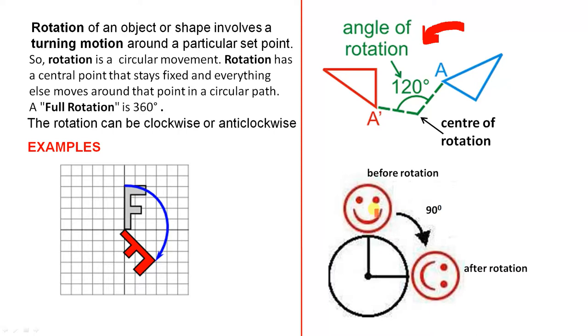Let's look at this smiley face here before rotation. If you rotate it 90 degrees, here is the smiley face after rotation. There's the fixed point there, and that's your 90 degrees there.